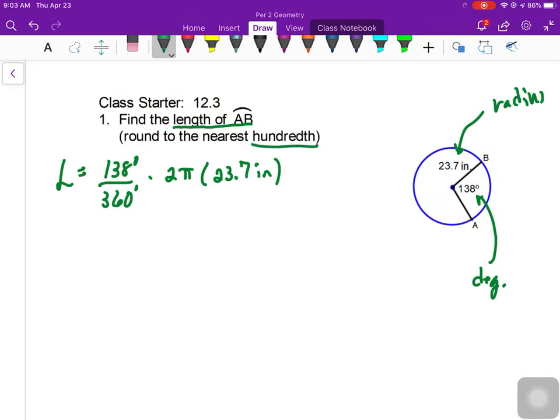They asked us to round to the nearest hundredth. That's 2 decimal places. So the arc length here comes out to be 57.08 inches.